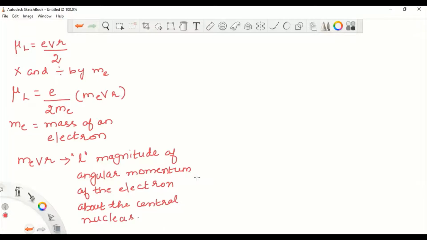So we can also say orbital angular momentum. In vector form we can also write this: mu L vector is equal to minus e by 2me times L. I'll tell you the significance of this negative sign here.